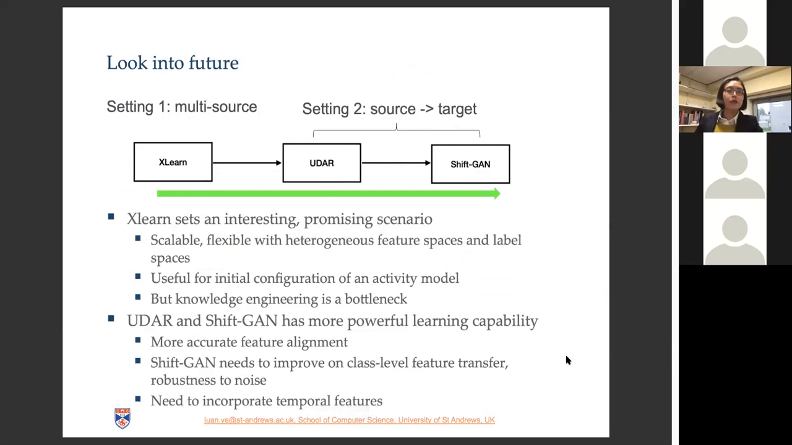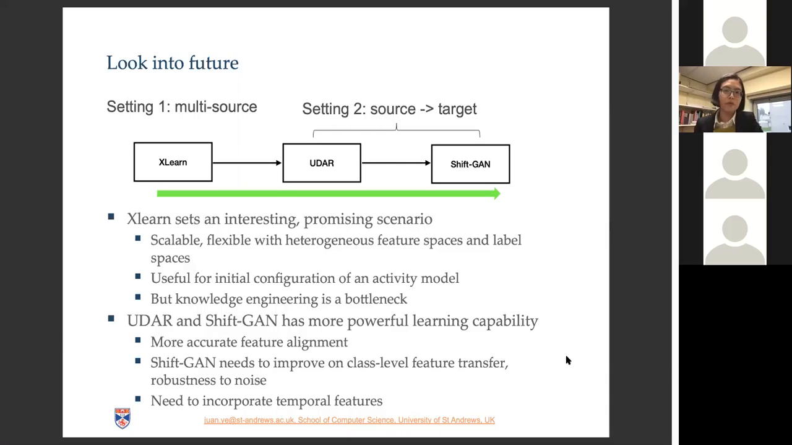So for future work, we have designed three domain adaptation techniques so far, and they're working on different settings. For the first setting, the multi-source setting, we think XLAN is a very interesting, promising scenario. If we want to do large-scale data collection and activity recognition, we can just leverage the sparse annotations from each user. But the problem here is still that knowledge engineering is a bottleneck. And if we want to work on accelerometer data, we need to find another way to do the mapping.